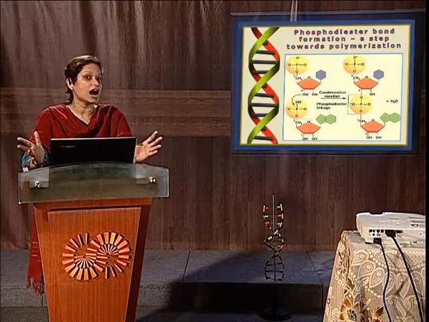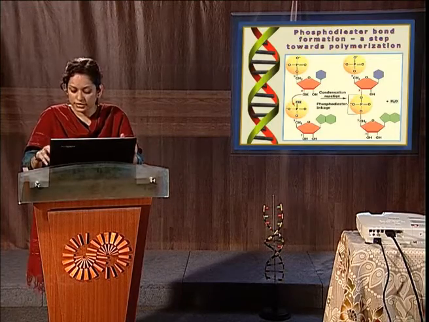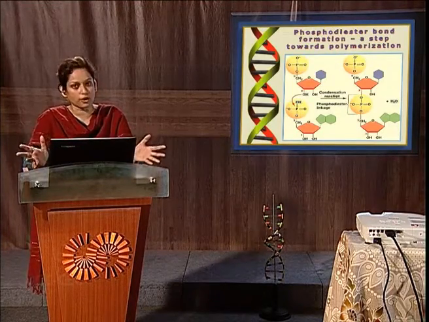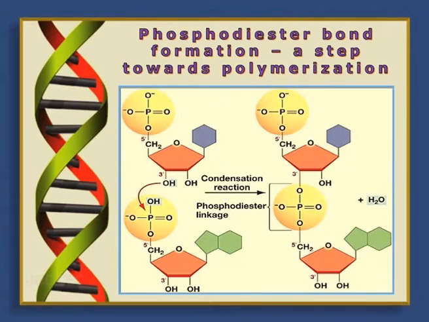Now let us see how the nucleic acids are formed. The nucleic acids are formed with the help of a phosphodiester bond. The phosphodiester bond is nothing but the addition of one nucleotide to another, and it takes place between two adjacent nucleotides. The hydroxyl group attached to the 5' phosphate group first reacts with the 3' OH group present on another adjacent nucleotide and results in the formation of a phosphodiester bond.